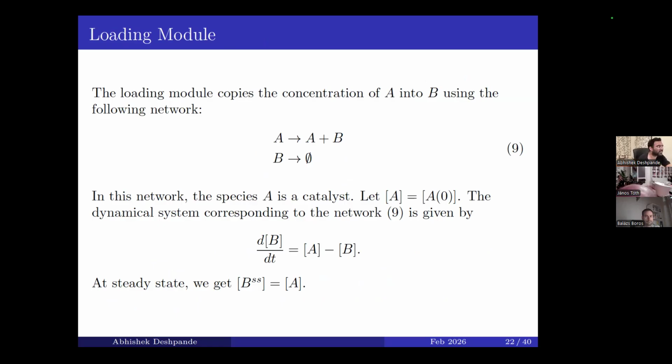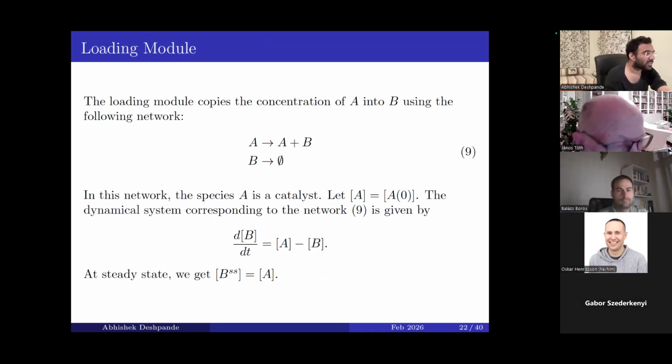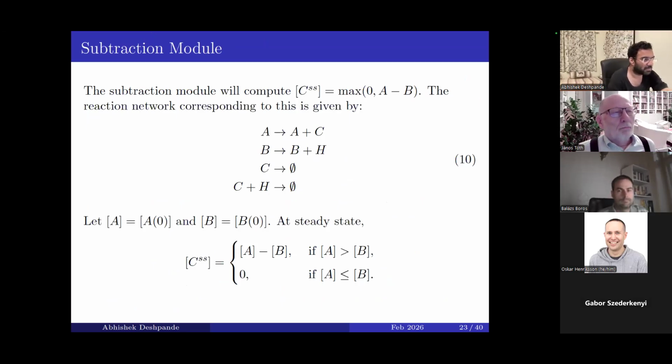So the loading module simply loads the species A into B. This is just saying, can you copy species A into B? And that's just these two reactions: A goes to A plus B, and B goes to empty set. Similarly, we can also do subtraction, right? This subtraction is a kind of soft subtraction because it computes the max of A minus B and 0. If A is greater than B, then the steady state of C is A minus B. And if A is less than or equal to B, then the steady state of C is just 0. So this is the soft subtraction module.